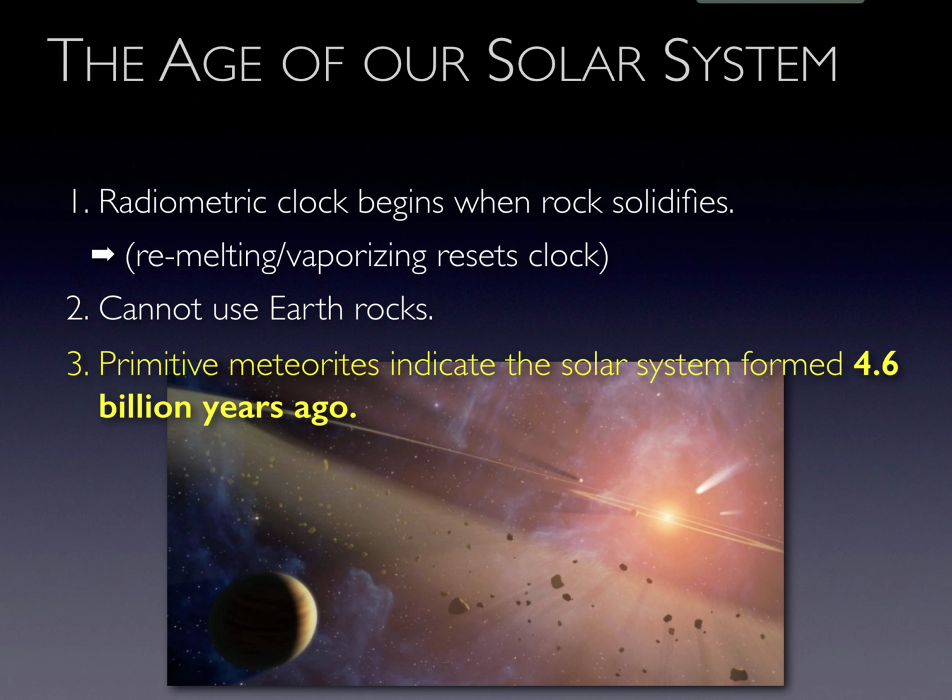We use primitive meteorites. These are meteorites where nothing has occurred to reset their radiometric clocks. Dating these types of meteorites gives a consistent age for the solar system of 4.6 billion years.